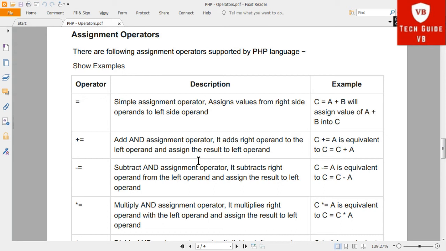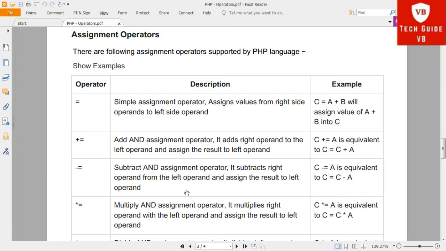Then plus equal to, the add and assignment operator. It adds the right operand to the left operand and assigns the result to the left operand. C += A is equivalent to C = C + A. So this operator we will use many times in loops, in for loops or anything else. So here you have to remember that C += A is C = C + A.